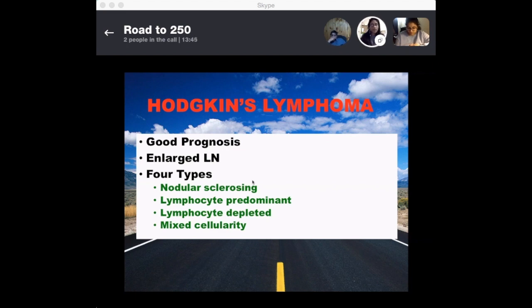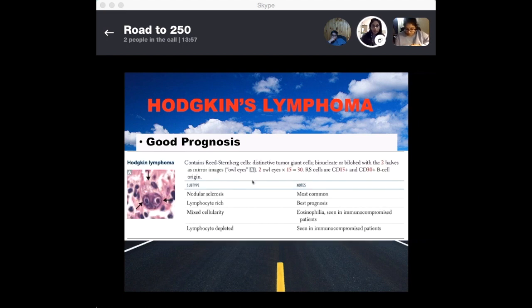Okay, so to break down Hodgkin's lymphoma, it has good prognosis, again, enlarged lymph nodes, and there are four types: nodular sclerosing, lymphocyte predominant, lymphocyte depleted, and mixed cellularity. First Aid doesn't really go into detail of these subcategories, besides letting us know that nodular sclerosis is the most common, lymphocyte rich has the best prognosis, mixed cellularity is characteristically seen where you see eosinophilia, and lymphocyte depleted is most commonly seen in immunocompromised patients.